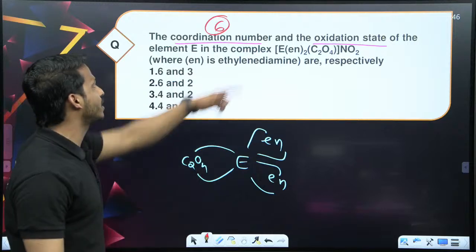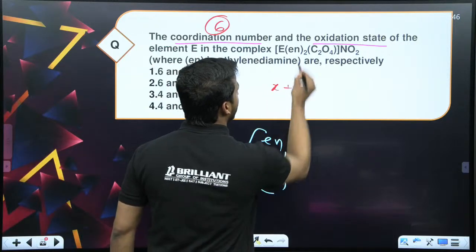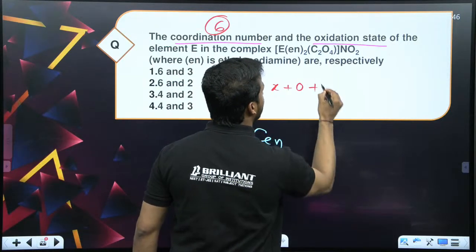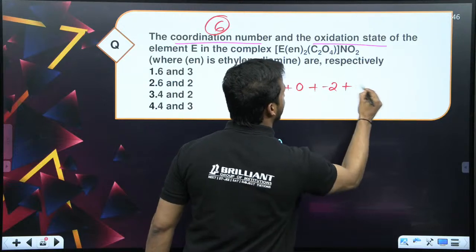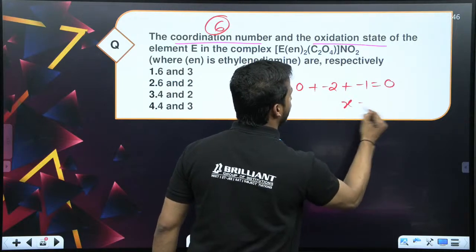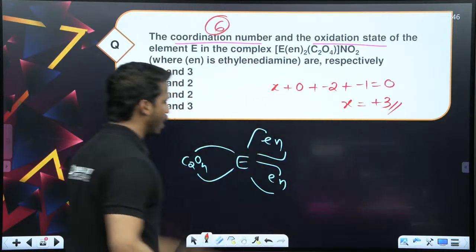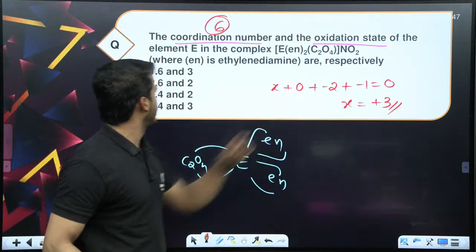And what is the oxidation state? En is neutral, oxalate is -2, NO2 is -1, so overall 0, X equals +3. Coordination number is 6, oxidation state is 3.